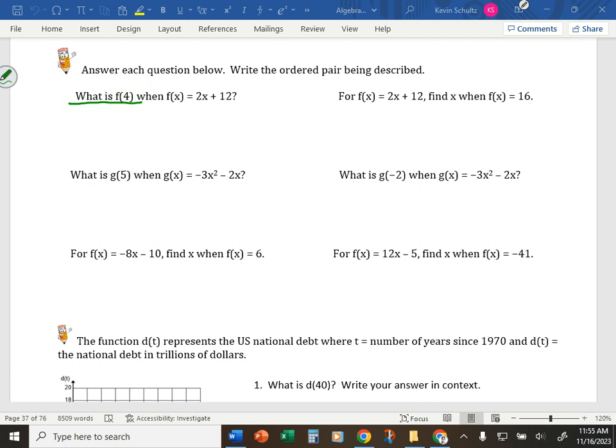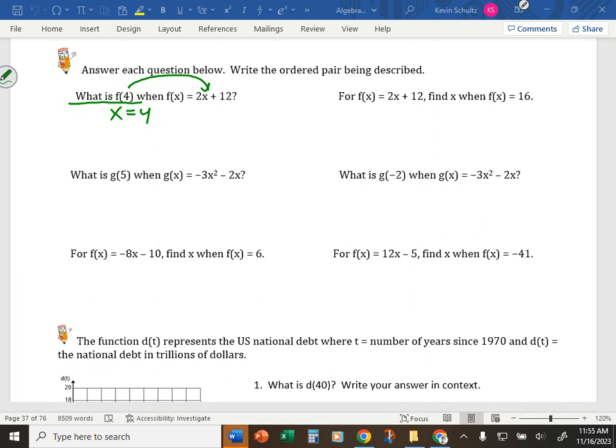You've got a letter followed by a number in parentheses. Take a look at the front side. Which situation is that? Are you plugging 4 in for x or for y? X. Right? The example said, what is f of 2? And I said that means you solve for y when x equals 2. What is f of 4? It means x equals 4. You take that, you plug it in for x in the equation, and you solve for y.